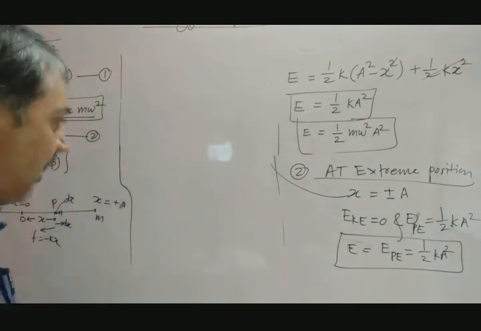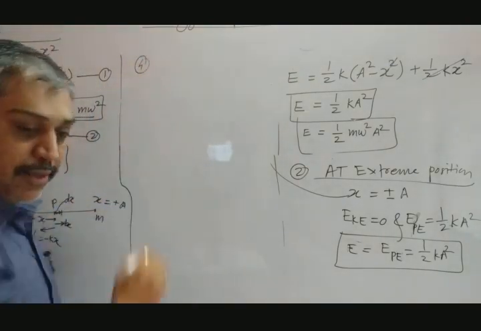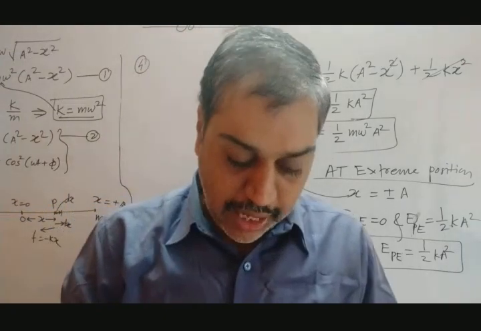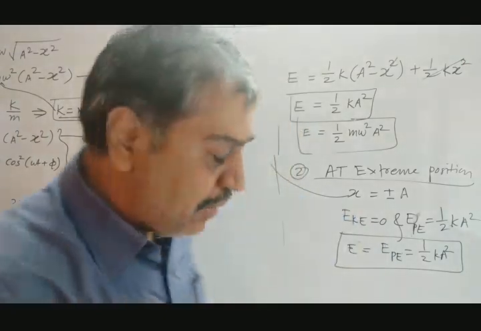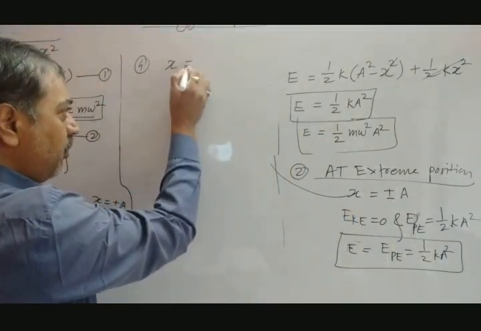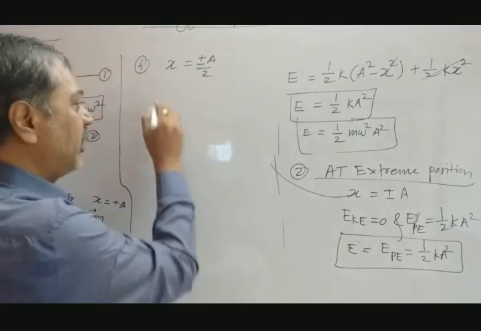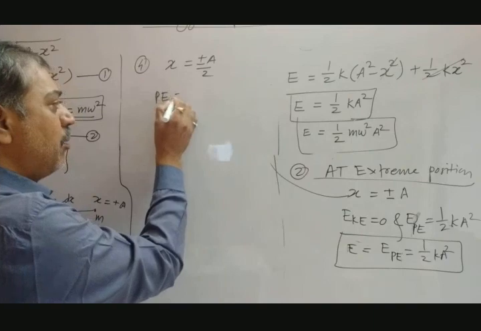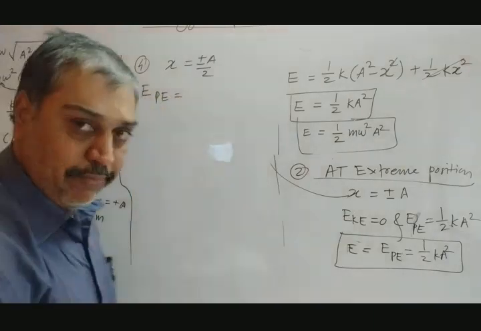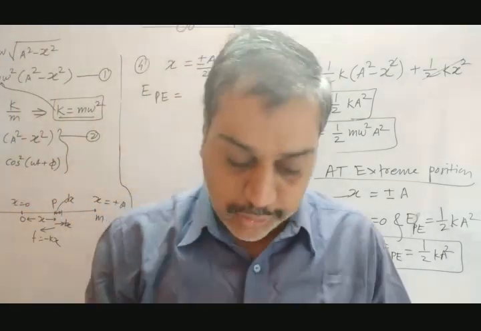What is the fourth case they have taken? Here in this fourth case, they just find out at x equal to plus minus a by 2, what is the potential energy. They find out the potential energy of the particle.